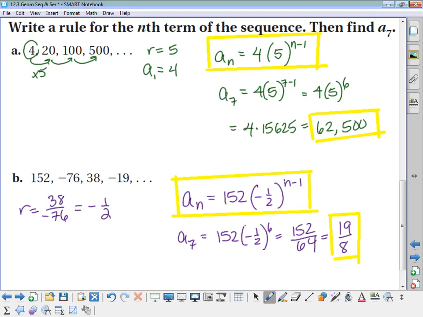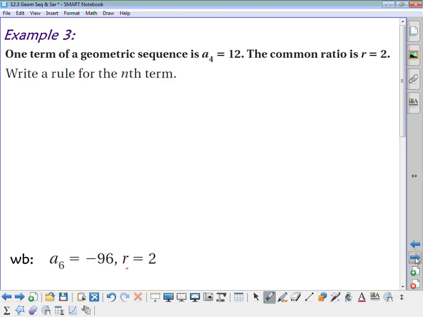Okay. So these are pretty straightforward. You're really just plugging it right into the formula to find it. Okay? Questions, though? Okay. All right.